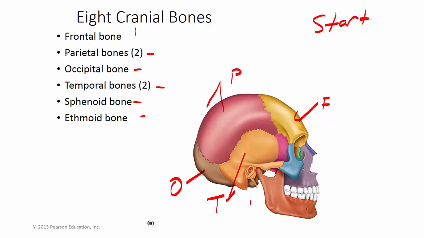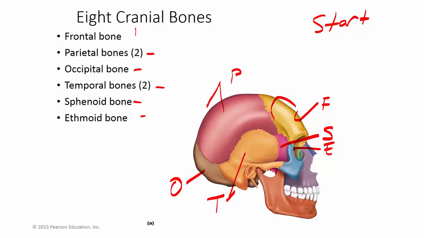Your sphenoid bone is a kind of central bone, and you can see it in several different orientations, but on this particular view, this pink one, that is your sphenoid bone. And then the ethmoid bone is deep inside here. You can't really see it well on this particular picture, so it's kind of deep into the skull. And we'll identify it in another view a little easier.